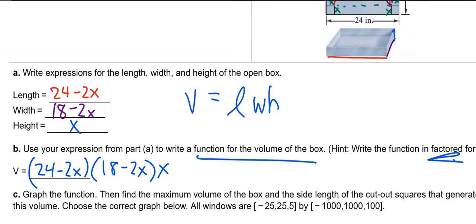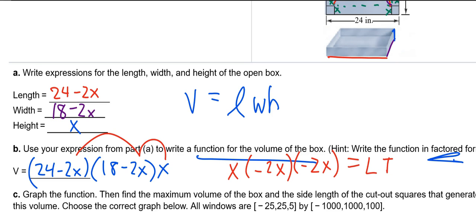Now the next part probably won't be test worthy. C and D I probably won't ask you to do, but let's talk through it so it makes a lot of sense here. What do you get when you multiply x times negative 2x times negative 2x? This would be called the leading term of our polynomial. What is x times negative 2x times negative 2x?